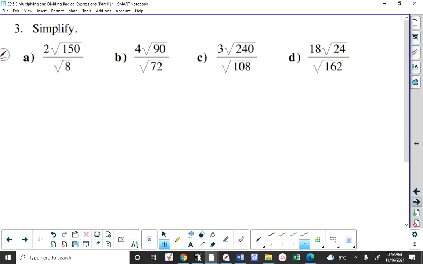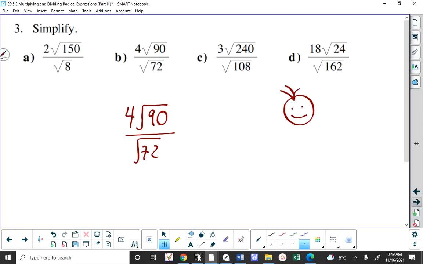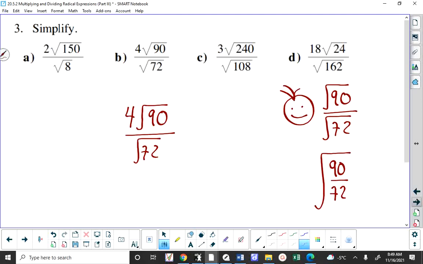But when you get to things like question 3, where you have, let's just pick on B, 4 root 90 over root 72, you can certainly simplify root 90 and you can simplify root 72, but I wouldn't recommend doing that. What I would recommend doing is saying to yourself, and you don't have to write this, that root 90 over root 72 is the same as the square root of 90 over 72, which means we can whittle that 90 over 72 down to a fraction in lower terms.